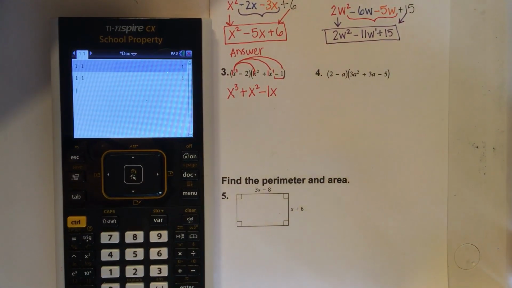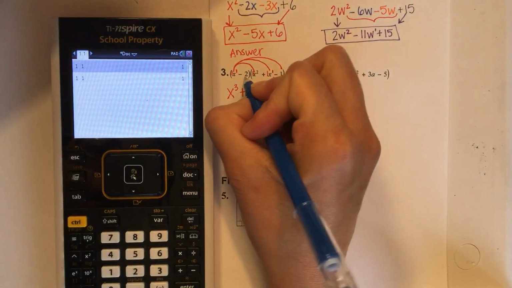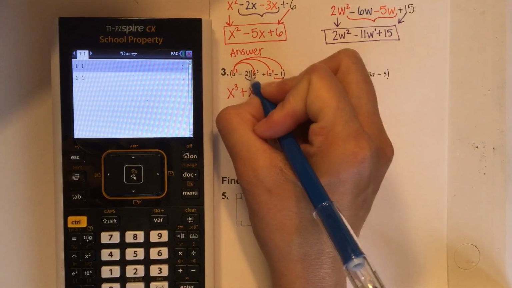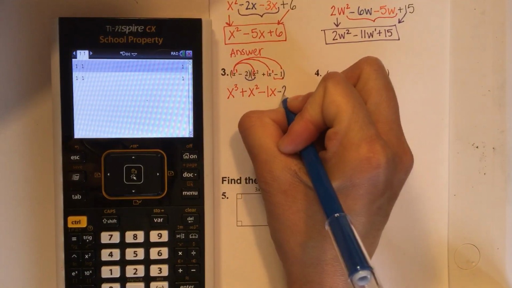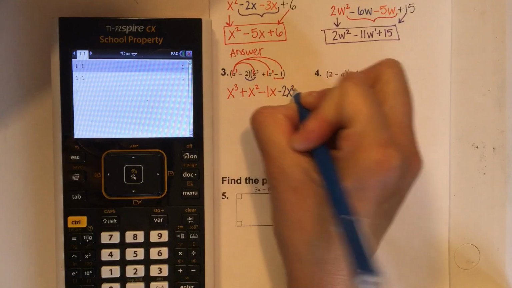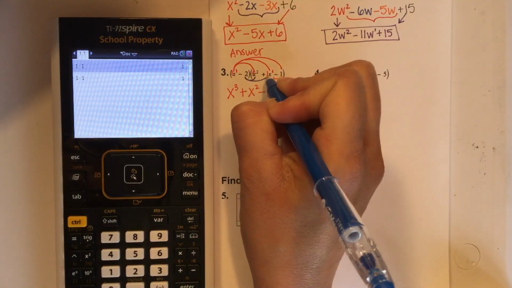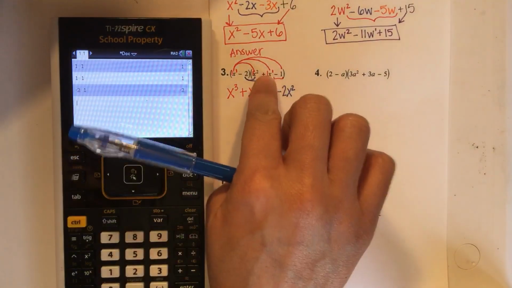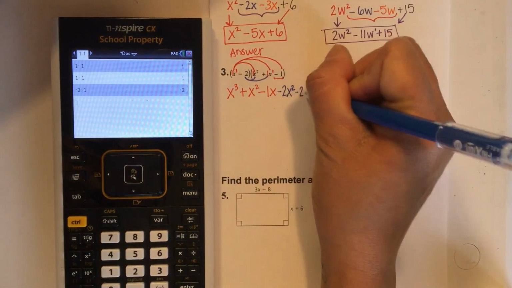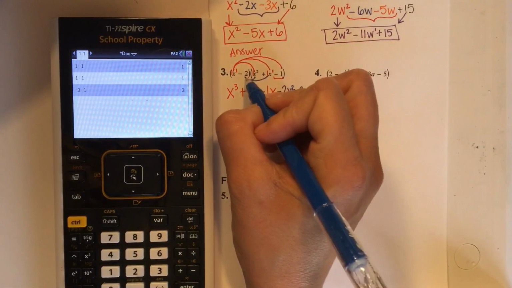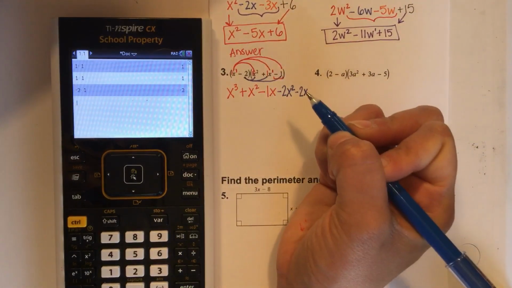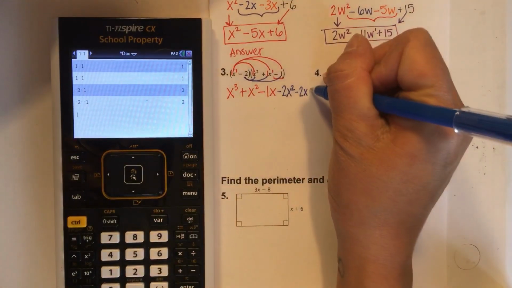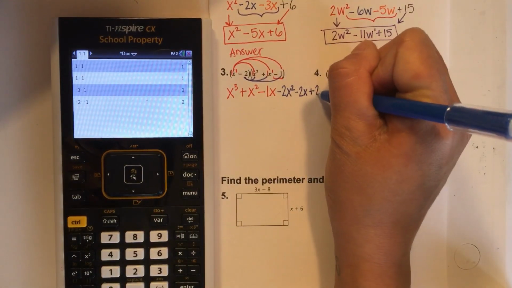Now we're going to go ahead and multiply this negative 2 times x squared. Negative 2x squared. Now we're going to take a negative 2 and multiply it with x. So a negative 2 times a 1 is a negative 2x. And then last, we're going to take a negative 2 and multiply it with a negative 1. Negative 2 times a negative 1 is a positive 2, so we have to put a plus 2.